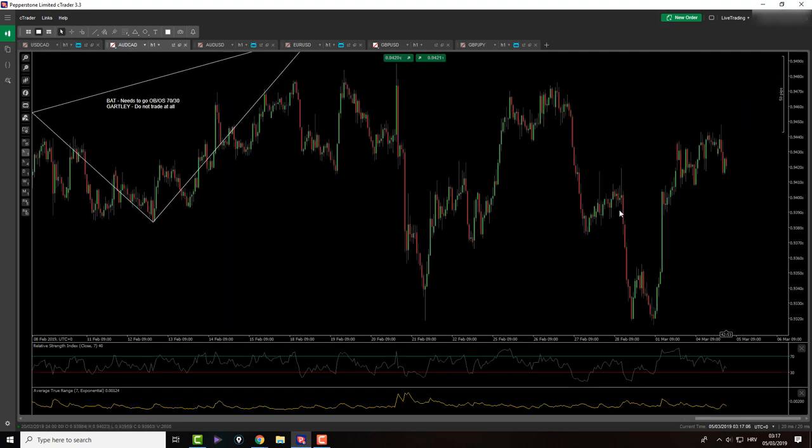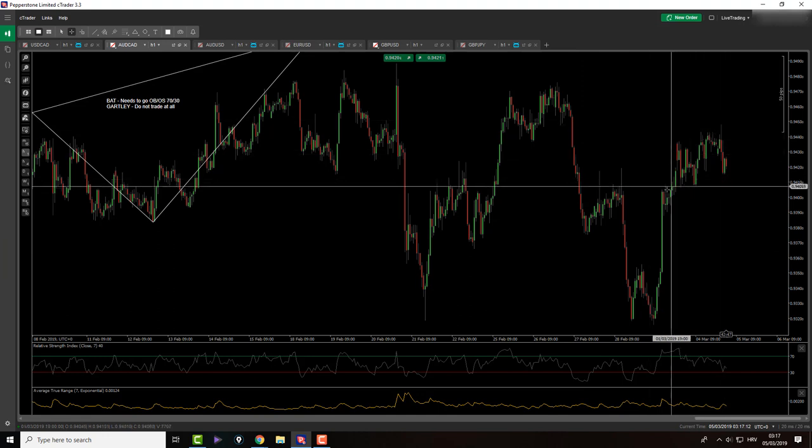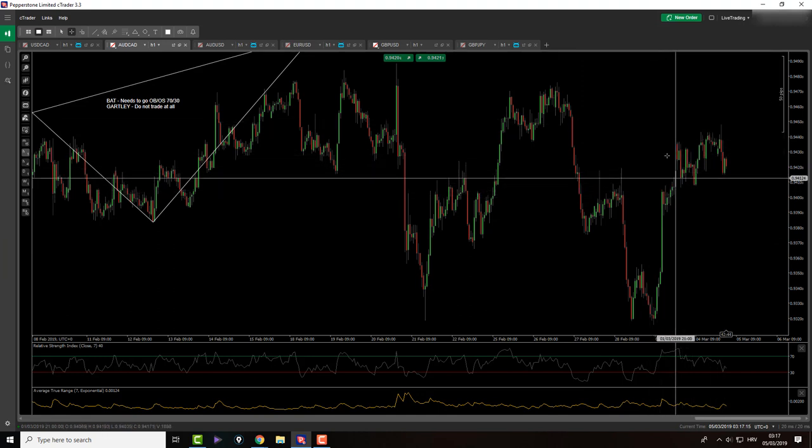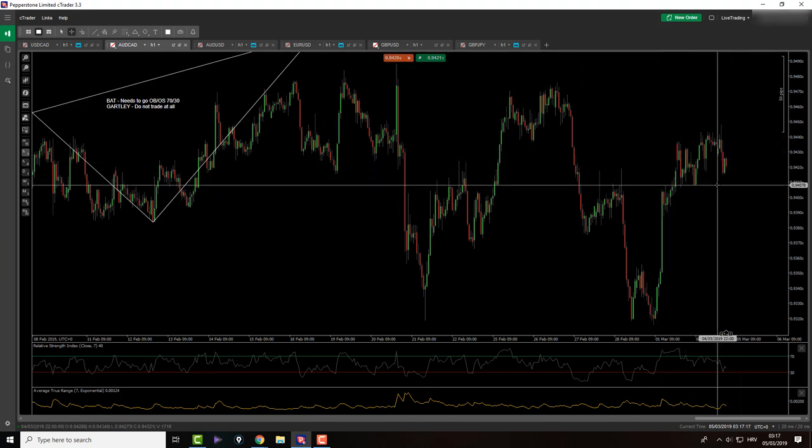Then we have Aussie CAD. Since yesterday nothing much changed. Yeah, the pair has been moving in this ascending wedge or something. It is a big wedge. I don't see any patterns here that I could trade, so that's it on this pair for now.